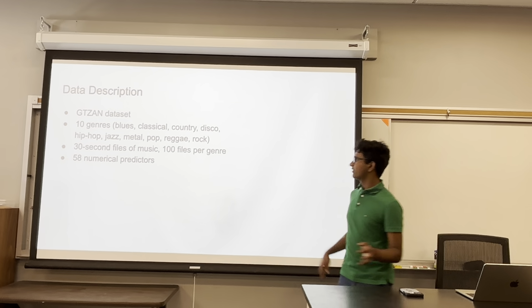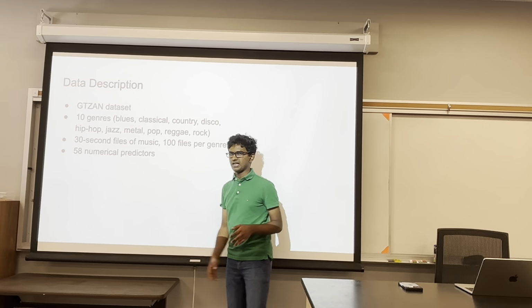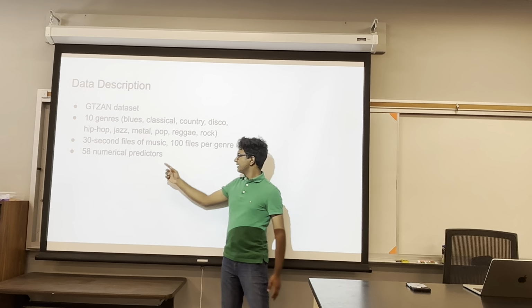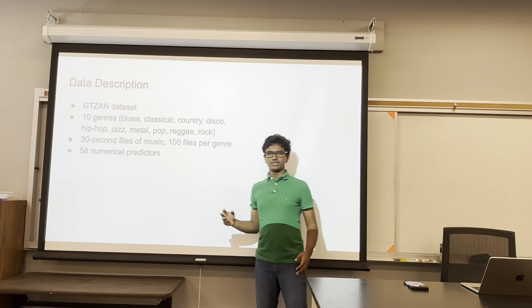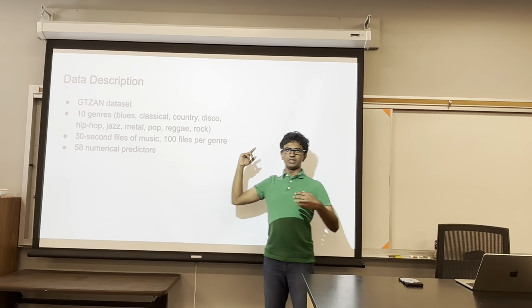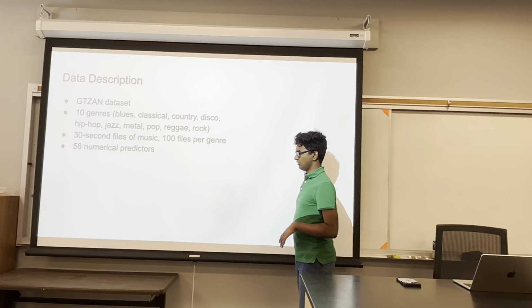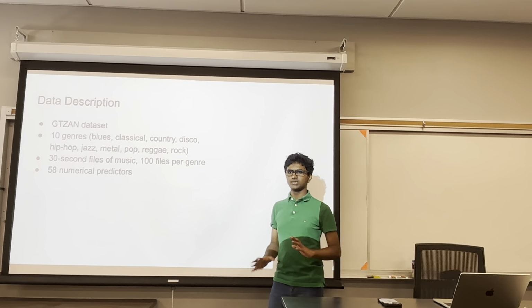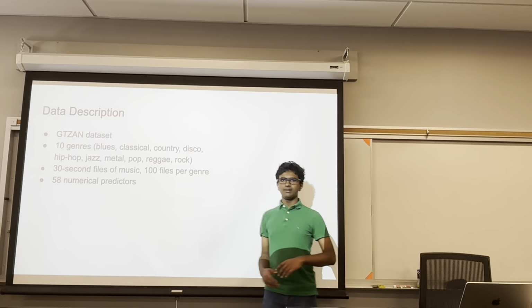You've also got 58 numbers that describe some of the qualities of the sound. So they're all predictors. Thinking back to what predictors means from a few slides ago, it's basically the kind of information a model could use to predict the genre. Does that make sense, everyone?